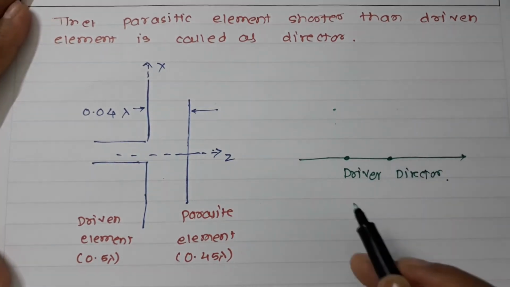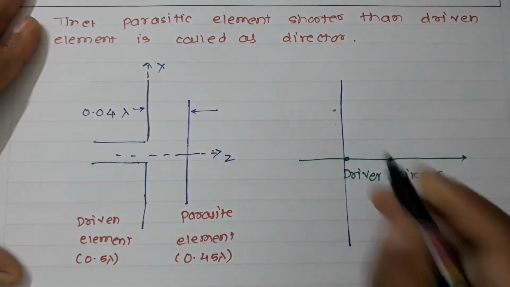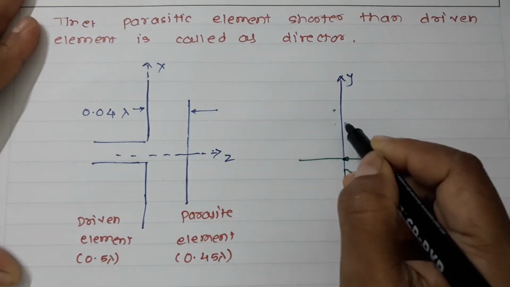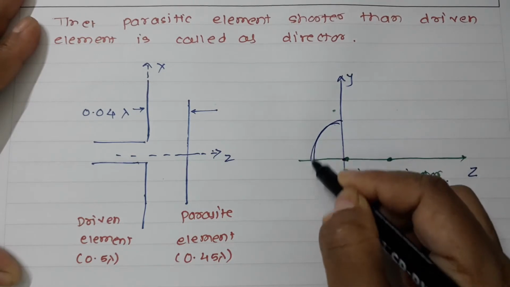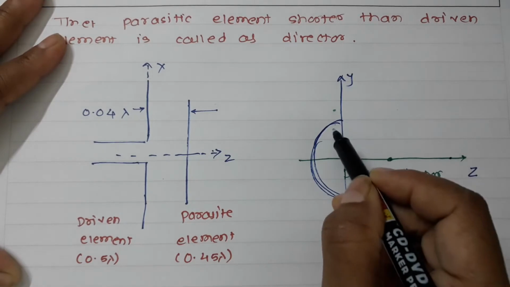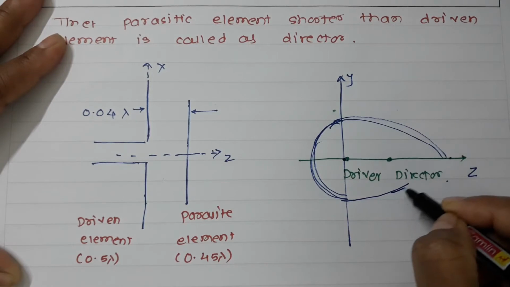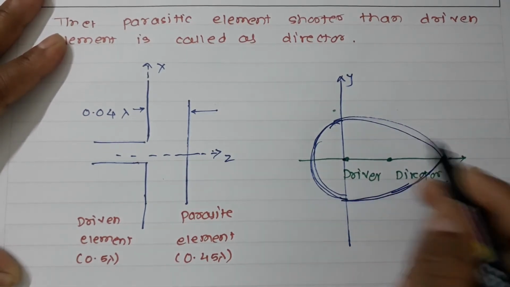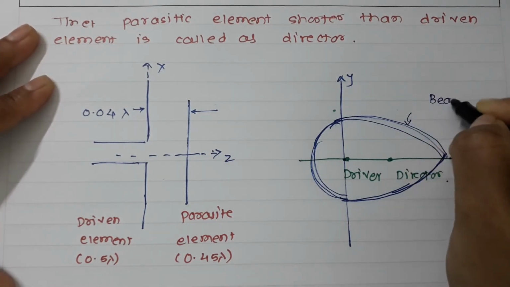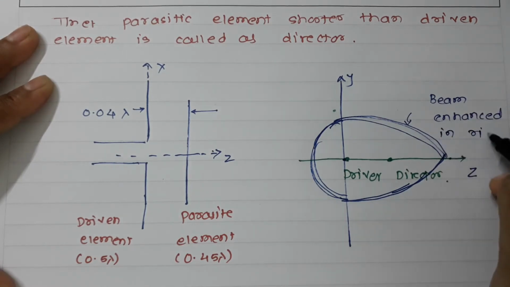Whenever you observe the radiation pattern because of this, it will be like this. This will be the Y, this will be the Z. You can see because of this driver you will get this kind of back lobe, otherwise called the back radiations, and you'll have this kind of pattern. The director will again add radiations to the driven element, so this kind of pattern. This is the beam enhanced in the right direction.